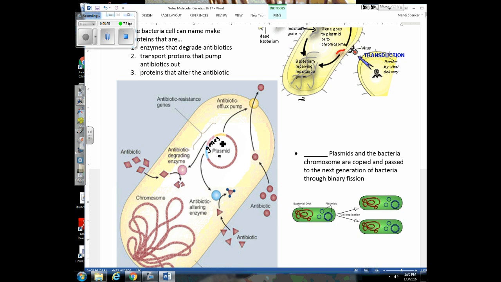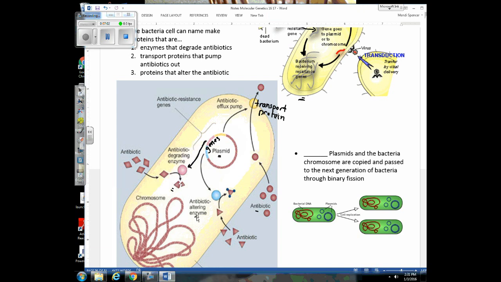So here we treat a bacteria with antibiotics. The antibiotic goes into the cell, and now the cell makes a transport protein. So this gene codes for a transport protein that is embedded in the plasma membrane, and it can transport that antibiotic right out. So it does not kill the cell. We have a gene here that is coding for an enzyme that can break up the antibiotic. So obviously it's not going to kill the cell. And we also have genes that code for proteins or enzymes that can alter the antibiotic. So the antibiotic makes it in, but we're altering it and it's no longer going to affect the cell.